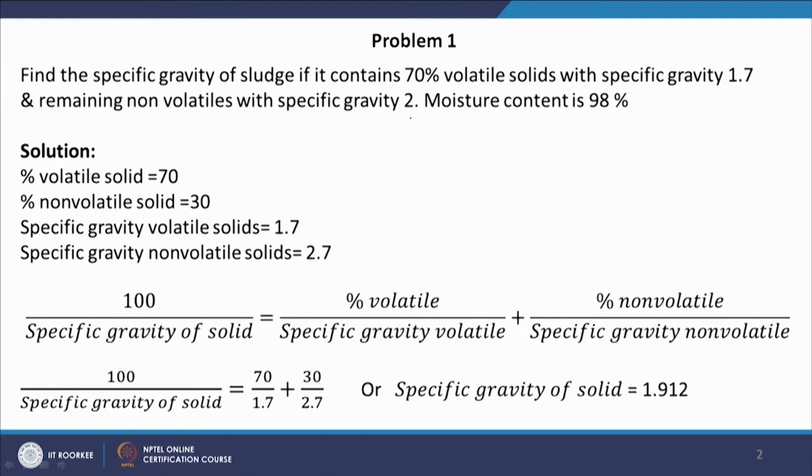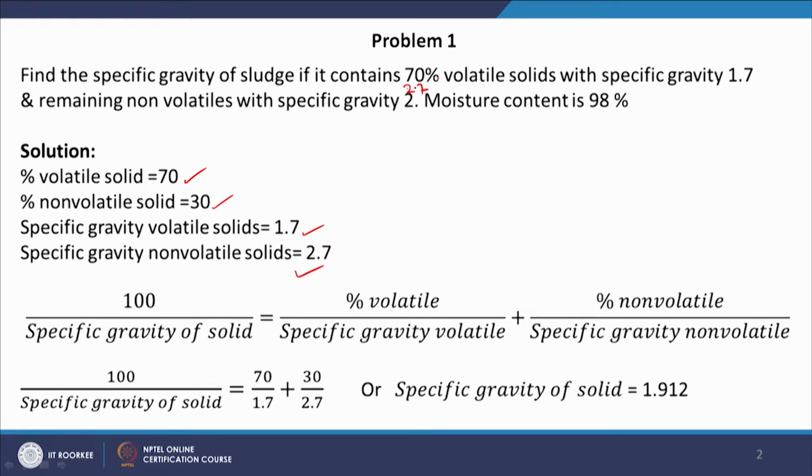Again it is also given that volatile solid is 70%. So, non volatile solid will be 100 minus 70. So, percentage volatile solid is equal to 70 and percentage non volatile solid is equal to 100 minus 70, that is equal to 30, and specific gravity of volatile solids is given as 1.7 and specific gravity of non volatile solids is given as 2. So, this is 2.7. The specific gravity of non volatile solids is equal to 2.7.